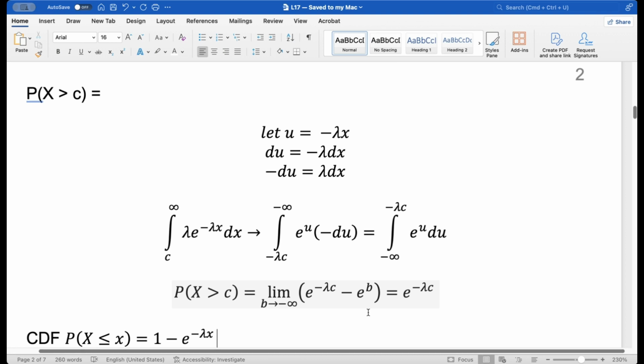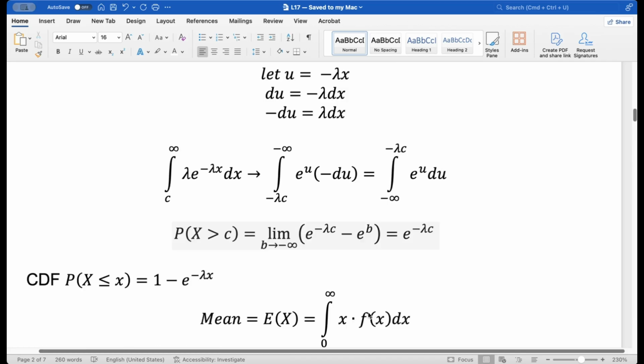If we want the opposite, less than or equal to, which is the cumulative distribution function, CDF, it's going to be 1 minus that. So just using the traditional x variable here, it's 1 minus e to the negative lambda x.